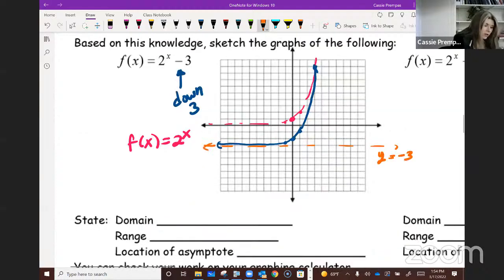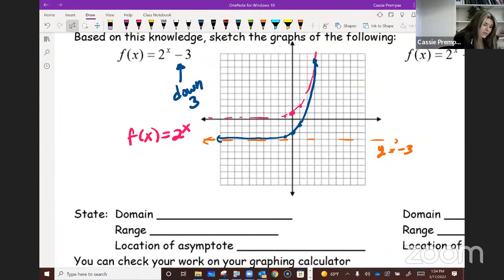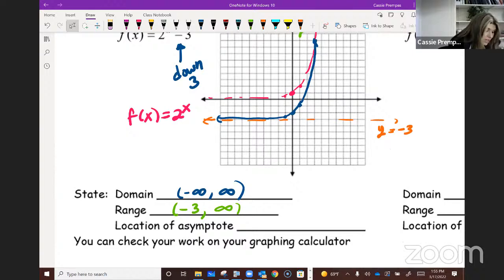Okay, so what is my domain? Well, the graph still goes forever left and right. So my domain is still every value of x will produce a real number value for y. But now, what is my range? Go up and down. Where does this graph start? It's close to negative 3, so close. Not equal to negative 3, super close. So how do I show that? Parentheses, negative 3, 2, and then it keeps going up along the y-axis to infinity. That's my range. The location of the asymptote.